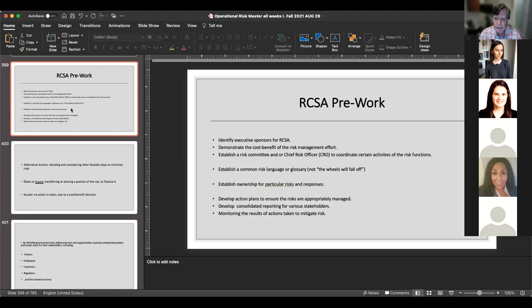And that can be at the business level and the second line of defense, usually both. You have to have a common language. You would say that there is a risk of something, not that the wheels will fall off. It can't be too folksy. It's got to appear very serious. You have to establish people ownerships for particular risks or responses, or everybody's going to be pointing the fingers at everybody else for the risk assessment. You need to develop action plans to ensure that the risks you've identified are appropriately managed. You need to develop consolidated reporting for the various stakeholders, and we'll go through who the stakeholders are. And then you monitor the results of actions taken to mitigate the risks.